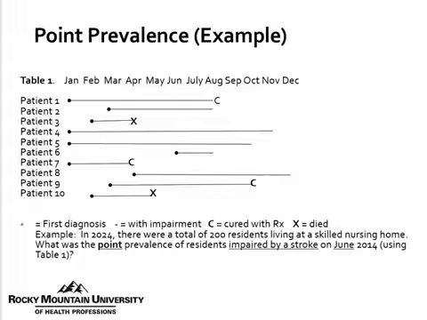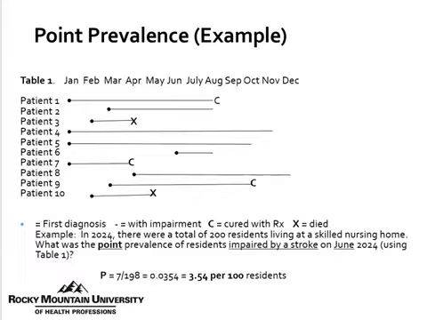So point prevalence, this is giving us information about a point in time. It's a cross section. So what would the point prevalence of residents impaired by stroke be in June of 2024 using this table? Take a moment here, do the math, pause the recording if you'd like. I'm going to go on now.